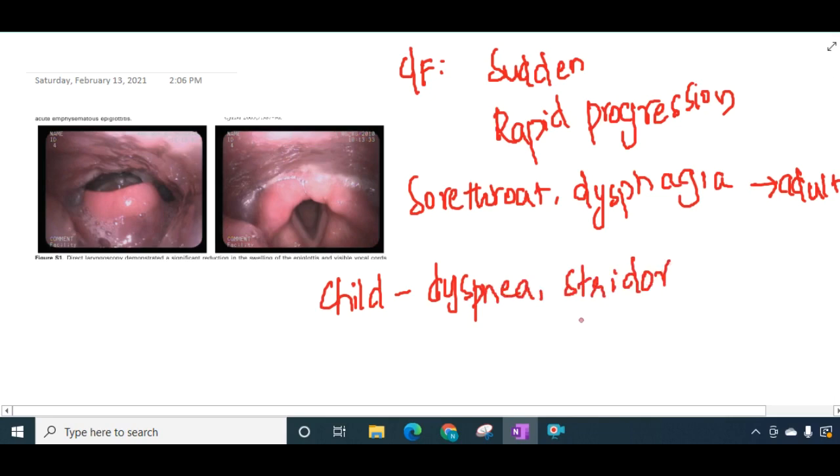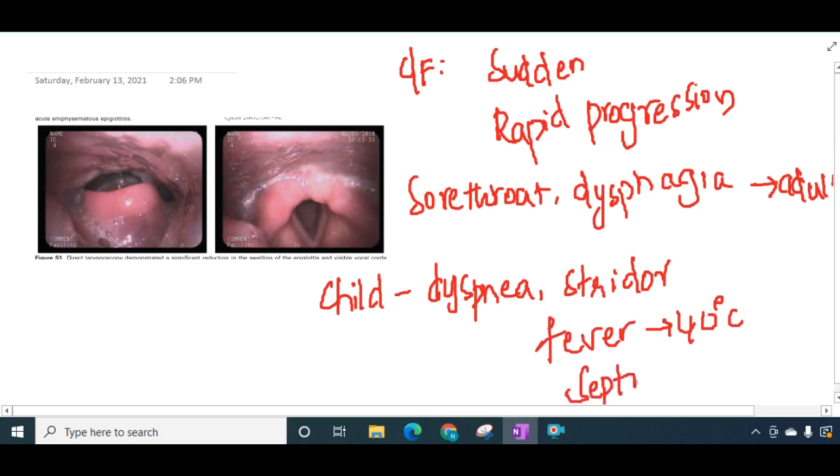It is rapidly progressive and it can cause a fatal outcome unless it is treated. The child also has fever up to around 40 degrees Celsius, and septicemia can occur in a child.